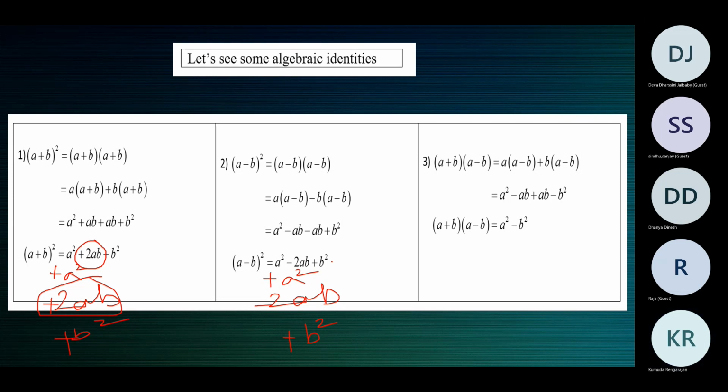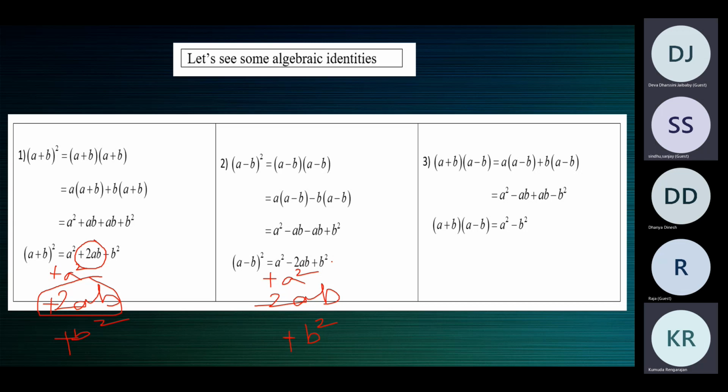Understood, children? Yes, ma'am. Have you memorized the identities now? These two, A plus B the whole square and A minus B the whole square. Yes, ma'am.